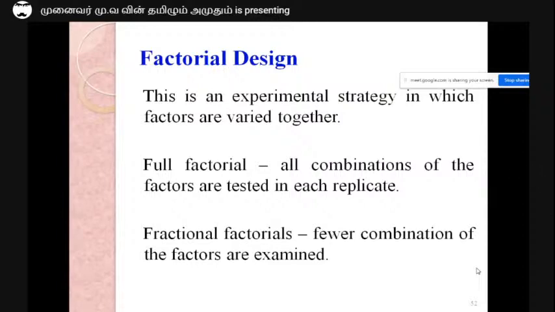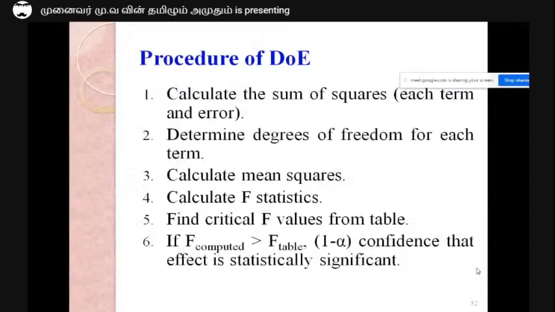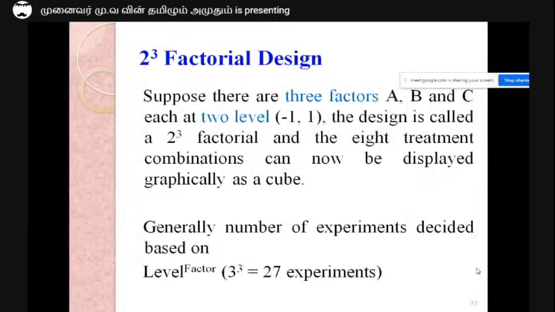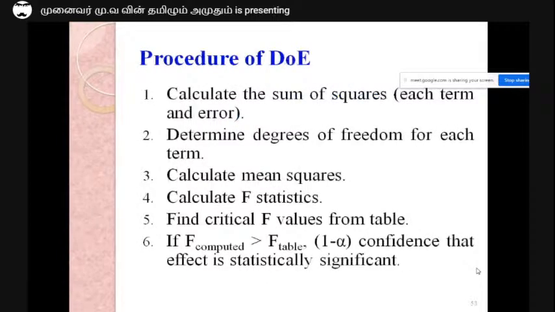And what is the procedure of DOE? Calculate the sum of squares and determine the degrees of freedom, calculate the mean square and F statistics, and compare with the confidence level from the table. With this we can get the inference, and we can get the data from the manual calculation.